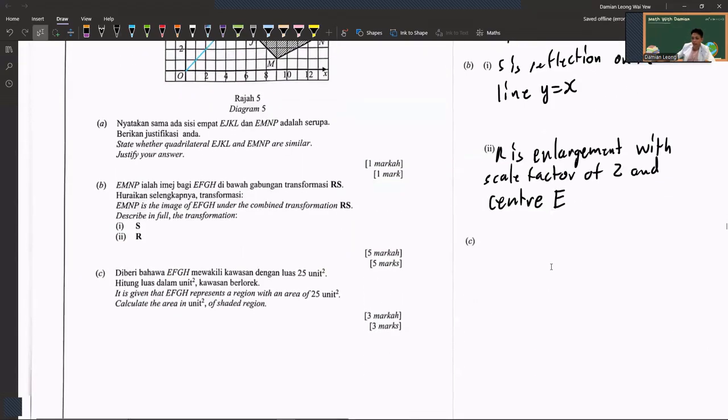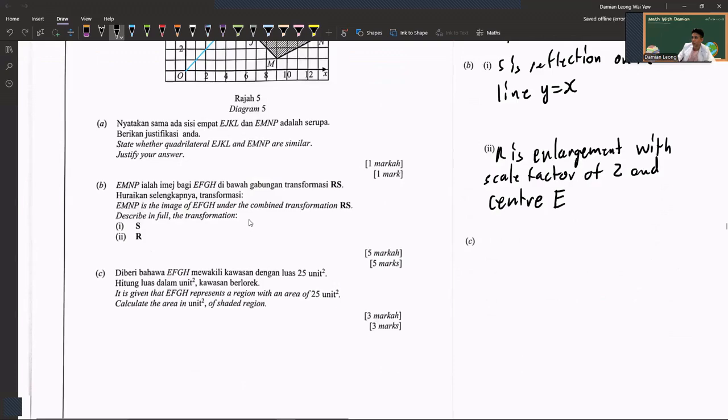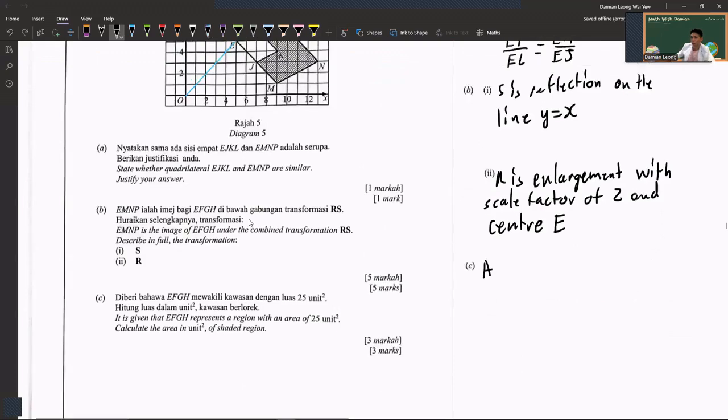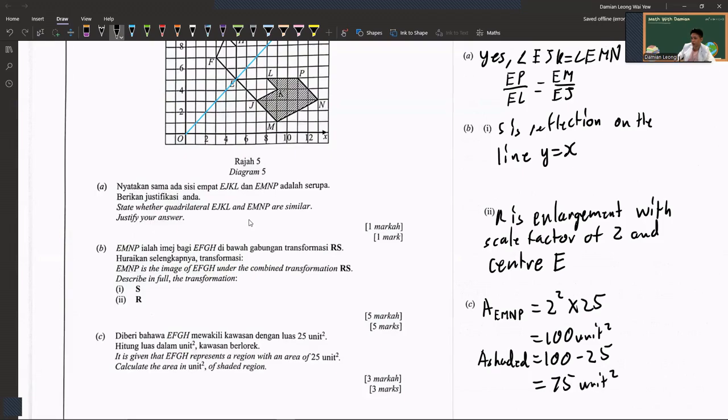Then part C, calculate area of the shaded region, if EFGH, the smaller one, is 25 units square. So first we find area of EMNP, the area of image. Area of image is scale factor square times area of object, 25. So it's 100 units square. So area of the shaded region, we just take 100 minus the unshaded part, 25. 75 units square. That's it.